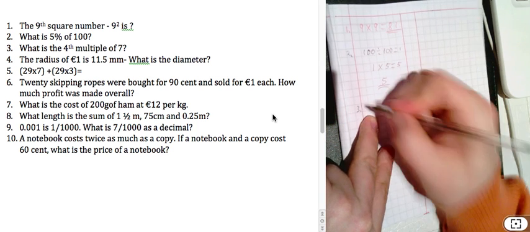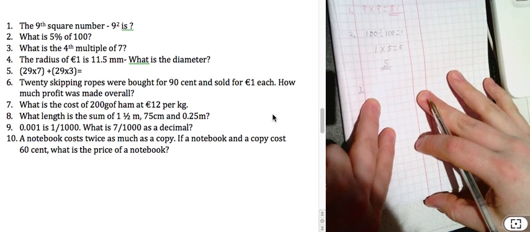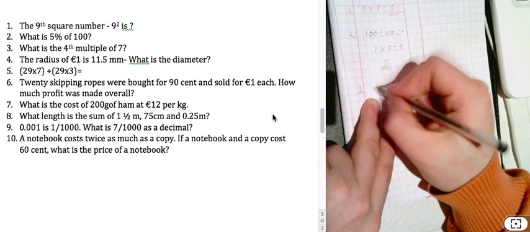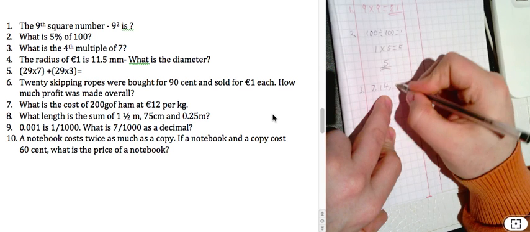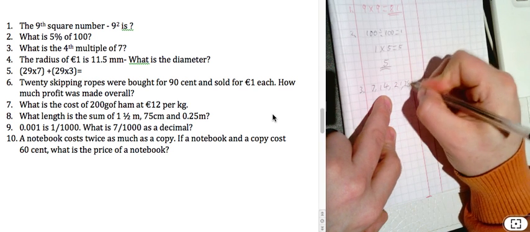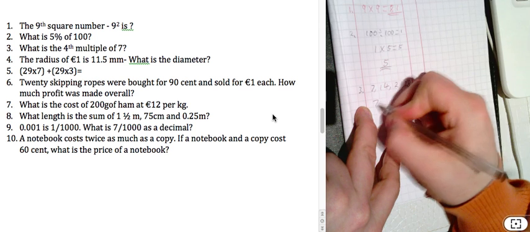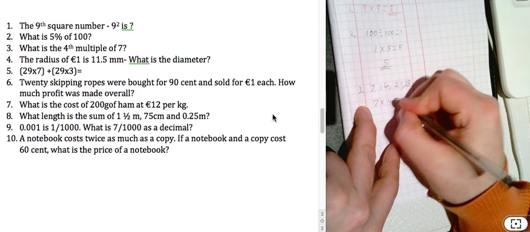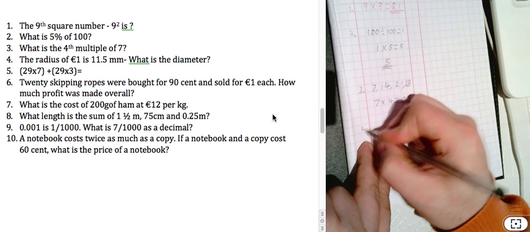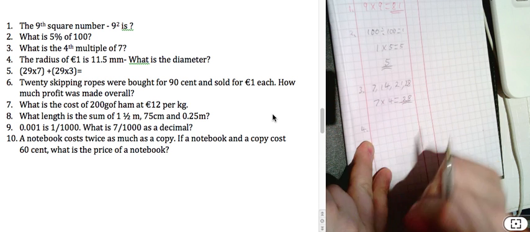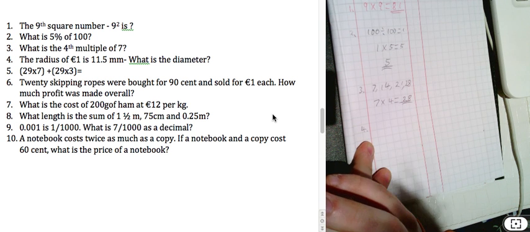Number 3, what is the fourth multiple of 7? Okay, well, let's count in sevens and skip count. 7, 14, 21, 28. Now, another way of doing this is just literally multiplying 7 by 4. 4 sevens is 28.